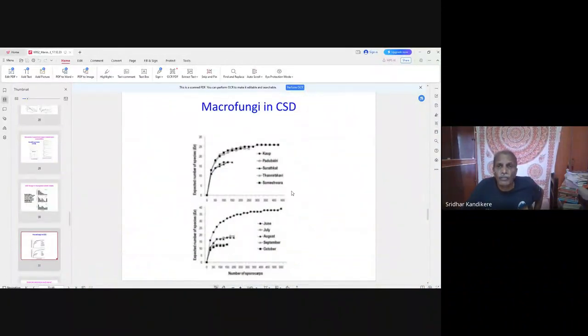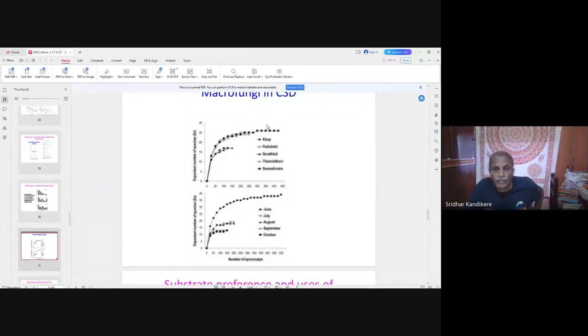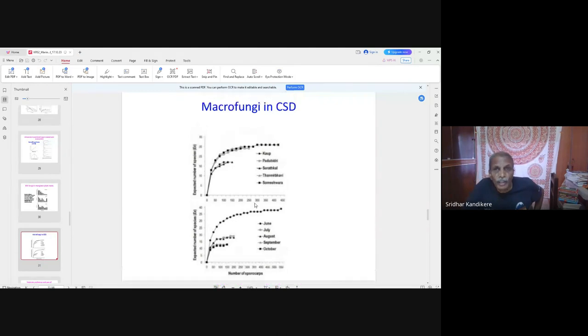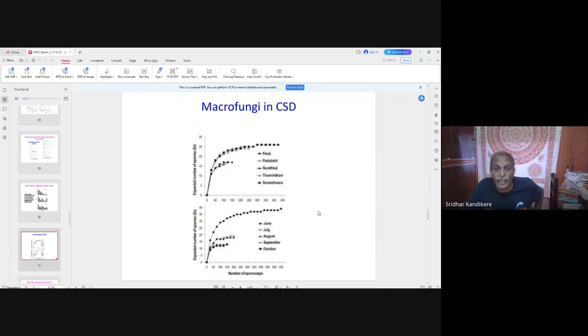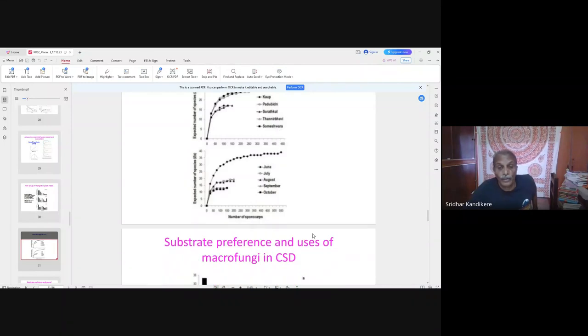There are several macrofungi that occur in coastal sand dunes. Here we have taken five different coastal sand dune ecosystems, and the highest number can be seen in the Someshwara region. Irrespective of this, if you look at the season, June, July, August, September, October is the wet season. June is the month where we can get the maximum number of macrofungi, and it is extending. That shows an increasing trend with regard to the presence of macrofungi in different coastal sand dunes.